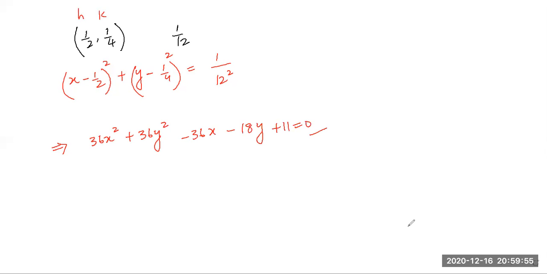Let's do one more sum. Find the equation of the circle whose center is (1, 2). This is the center, right? The center is (1, 2), which passes through the point (4, 6). So this is the center and it is passing through this point.